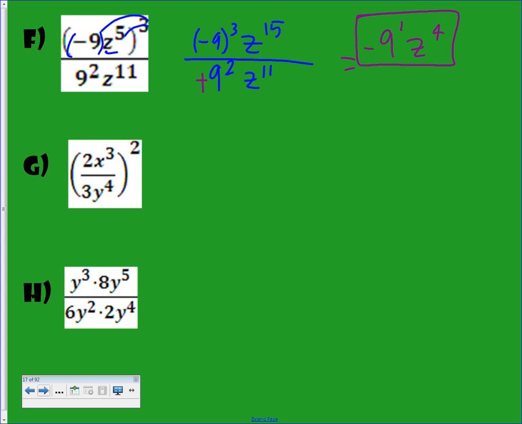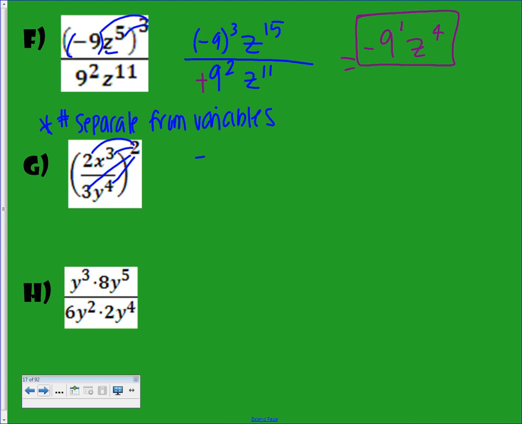So I hope when you look at this fraction, example G, you see 4 different things. You see a 2, you see an x to the third, you see a 3, and you see a y to the fourth. Okay, so your most important thing, and maybe you want to star this, is numbers are separate from variables. Okay, so you have to treat them separately.